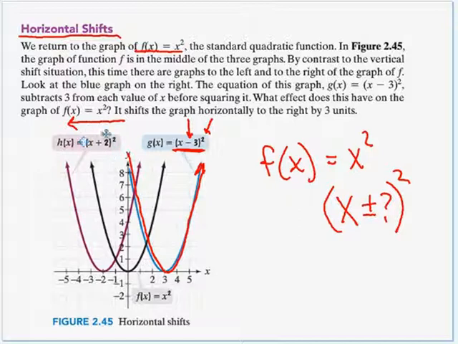On the other hand, here's x plus 2 quantity squared. Again, the plus 2 tells us our shift, and it is 2 units, but now we're going to the left. So in this case, again, sort of counterintuitive. A plus in there, a positive shift, would be to the left, and a negative shift would be to the right.